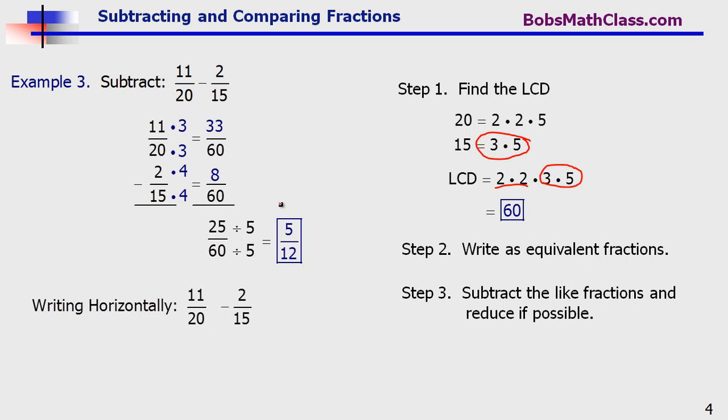Oh, I did say we were going to write it horizontally. Sorry about that. Okay, so we're going to put 60 below each of those. And then same idea, 20 times 3, so put 3 next to it. And then that'll be a 33. And then 15 times 4 is 60, so put the 4 next to the 2 also. So 33 and the 8. And then we can subtract that, 25.